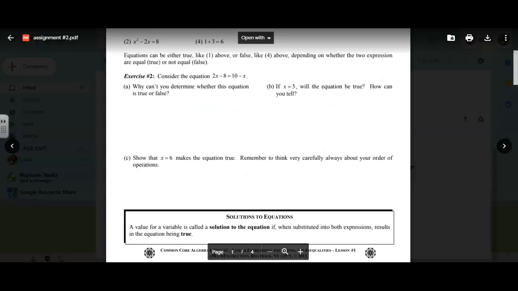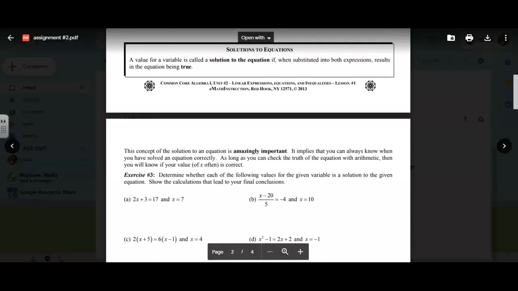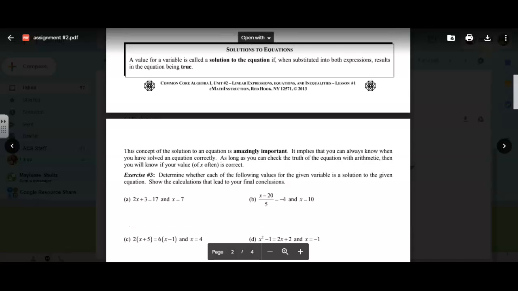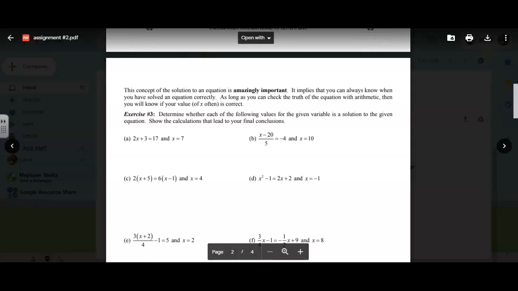I'm going to look back at my assignment. Okay, and then it just has a couple of more examples. It talks about the idea of a solution to an equation. What makes the equation true? So anytime you get that x equals, that's going to be your solution to the equation. Then down at exercise 3, we have a couple of examples where they're asking you to plug in that value for x and see if the equation is true. Okay, and that's something that you guys are fully capable of doing at this point.